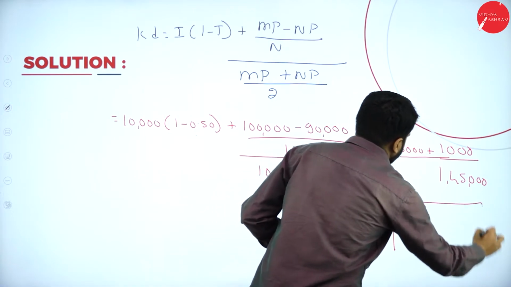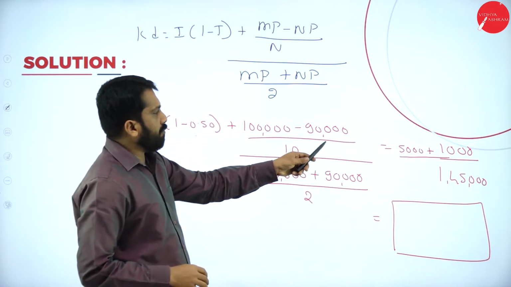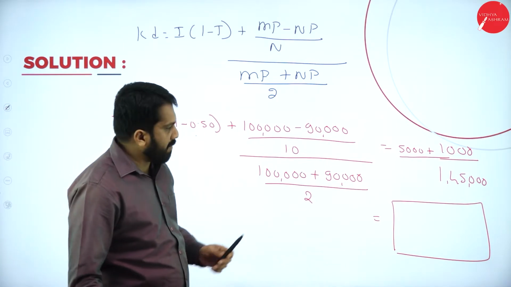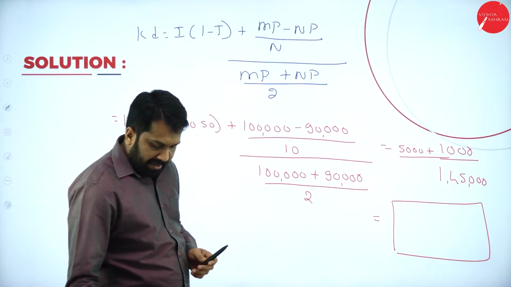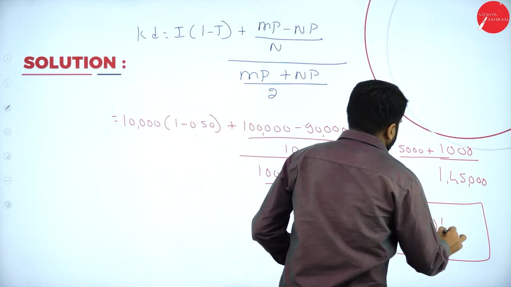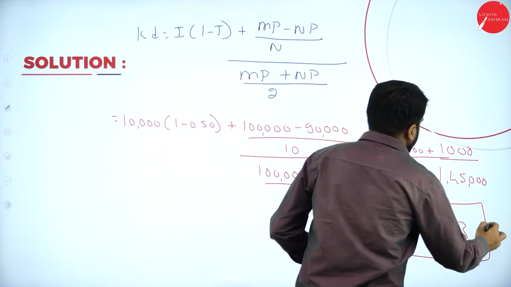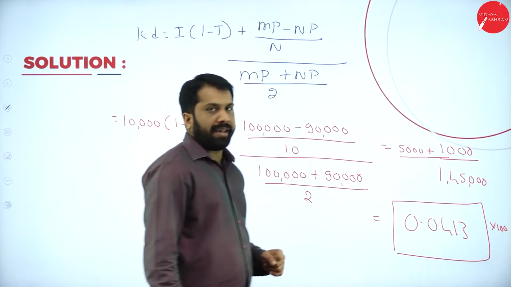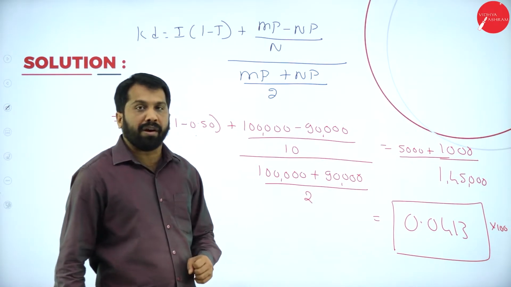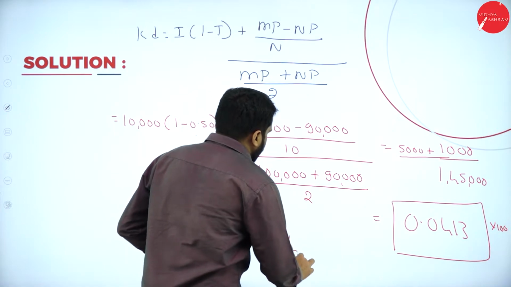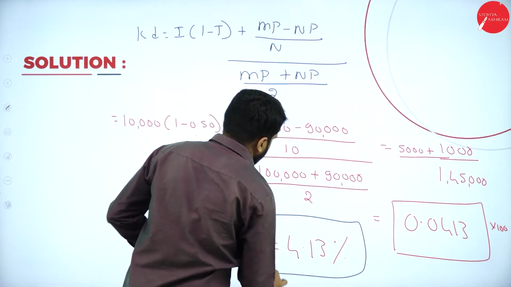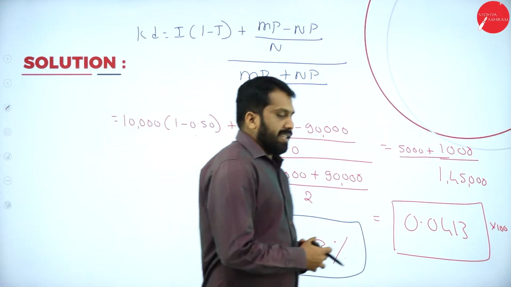What is the final answer? We'll check. So 5,000 plus 1,000 is 6,000. 6,000 divided by 1,45,000, your answer is 0.0413. Now I want this in percentage. How can I calculate? Multiplied with 100, you will get 4.13%. What is the answer? 4.13%. 4.13 is your final answer.